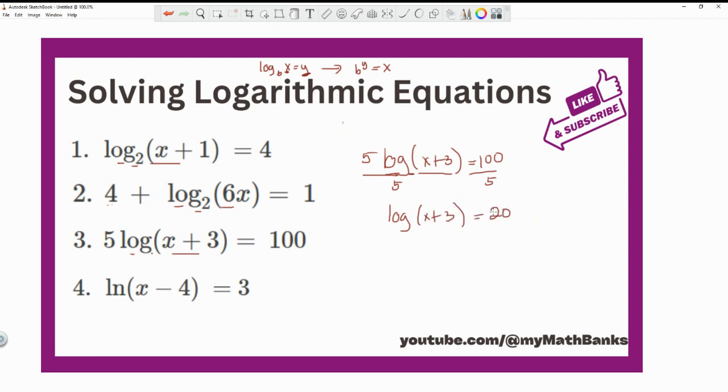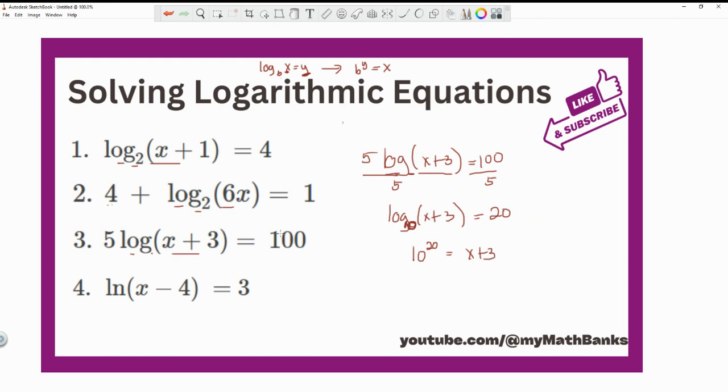Now we can change it into an exponent, but what is the base? Remember, if you don't see any base here, that means it is 10. So you can change this one to exponential now. You can do 10 to the power of 20. That's a really big one, equals x + 3.